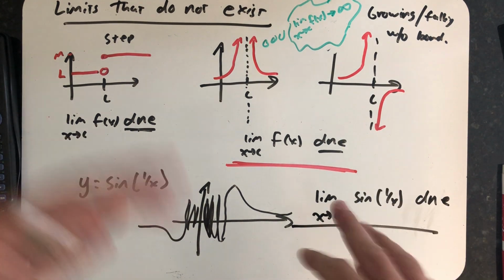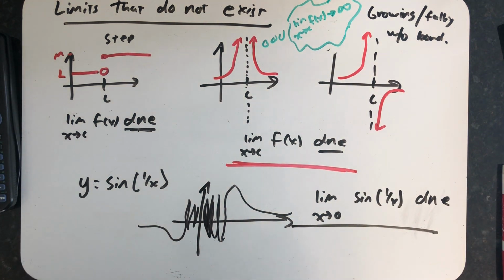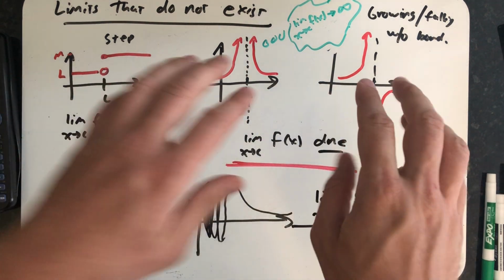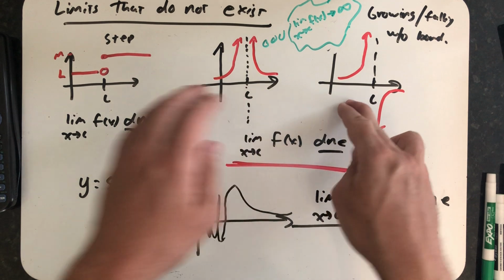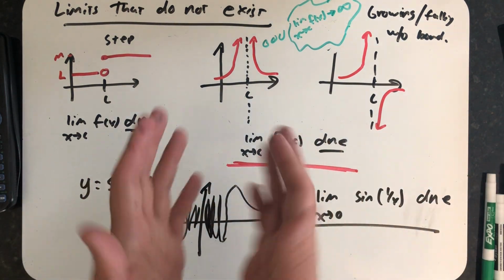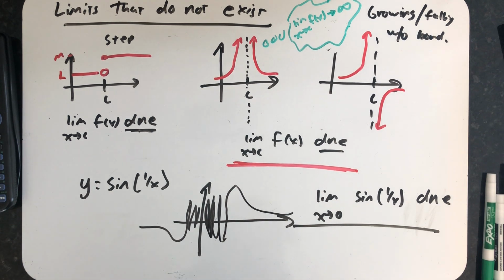All right, so here are 3 different cases where a limit does not exist. A step function, a function with a vertical asymptote, and then this weird case where my graph is oscillating too much as x tends towards 0. All right, I hope to put this all together in the next video by working an example together.